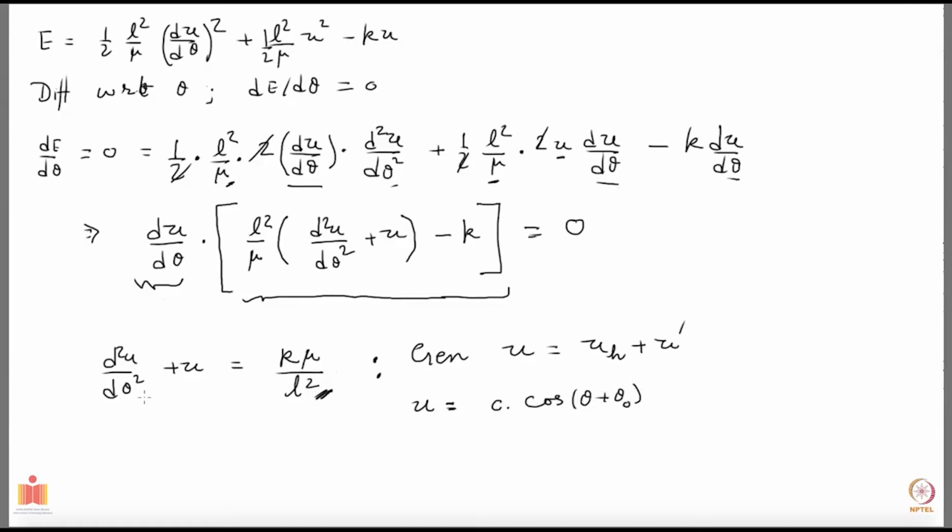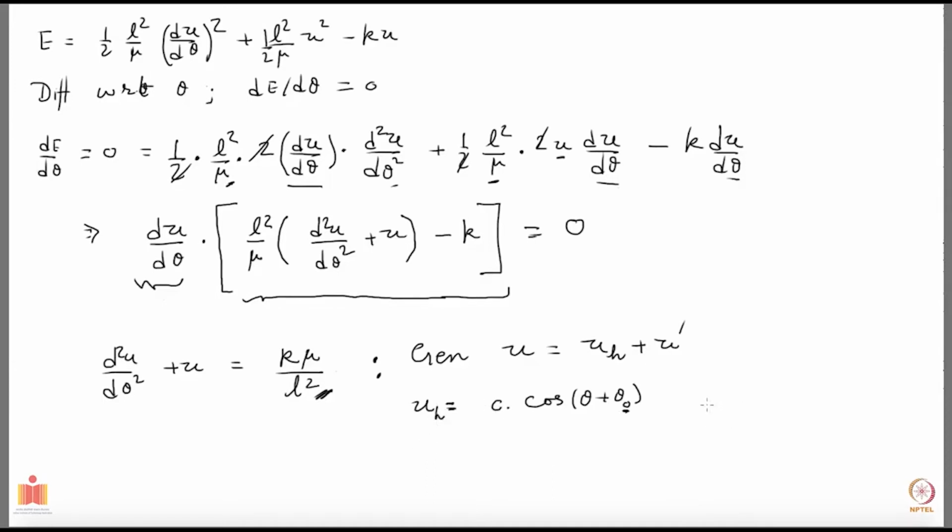Let's see here. If this was d2u over dt square plus omega square u, then the solution would have been some constant times cos of omega t, right? Now instead of t you have theta, so that's why you have omega theta, but omega is 1 because this coefficient is 1, right? So that's why you get this, and then of course you have an arbitrary phase part, the equivalent of that, and then you have the amplitude part here. So that's your u homogeneous.